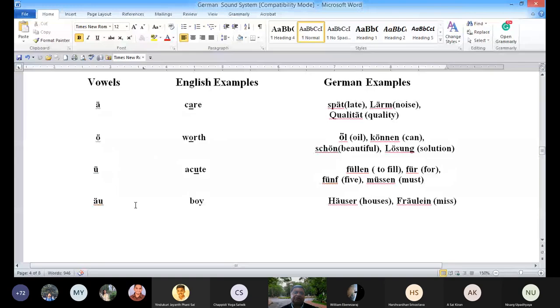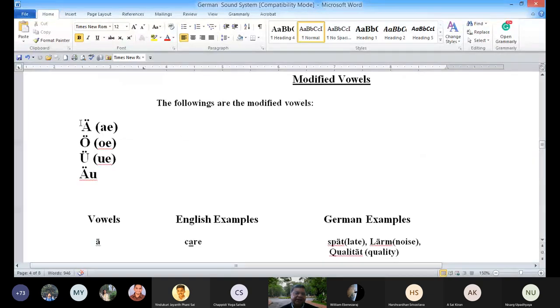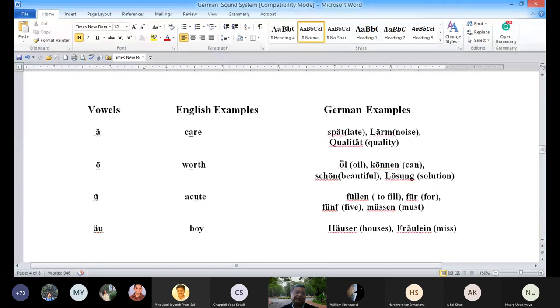So here I have tried to give some equivalent English examples, but please remember it is not 100% the same. We don't have a 100% similar sound in English. Somewhat it will be pronounced like this. So you should understand that A umlaut should be pronounced like A and E, O umlaut like O and E, and U umlaut like U and E. So AE, OE, and UE. So like this, you have to keep in mind. So let us try the first one, A umlaut. Somewhat it is pronounced in the English word C-A-R-E, care, where the A sound is coming.